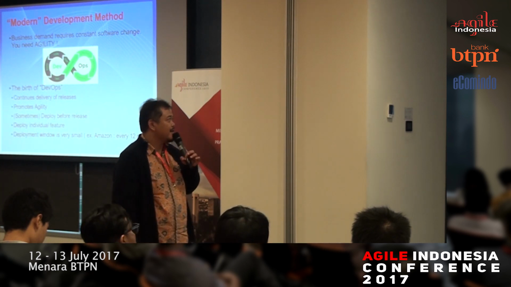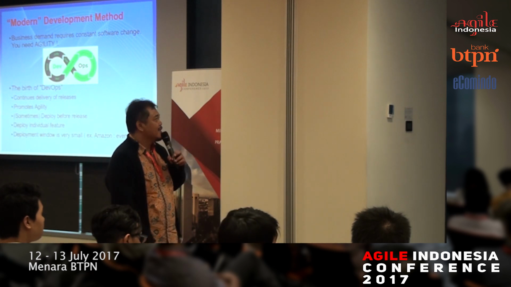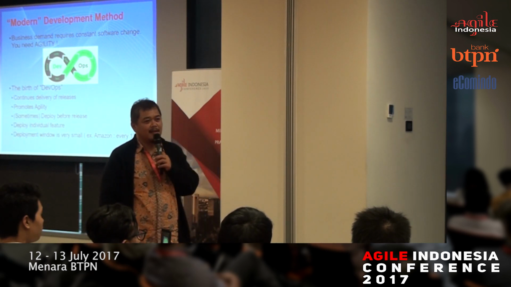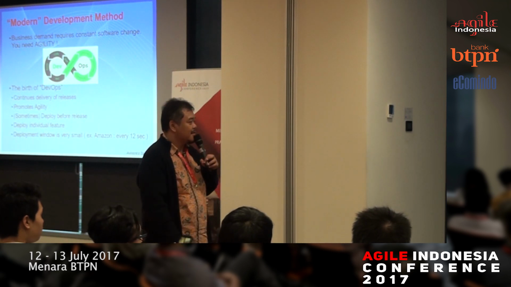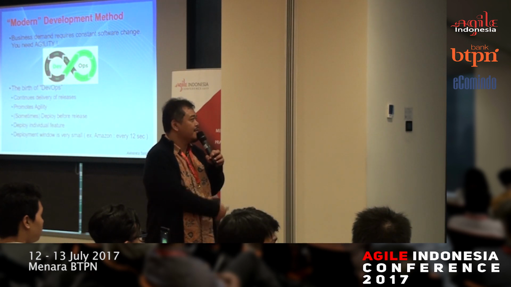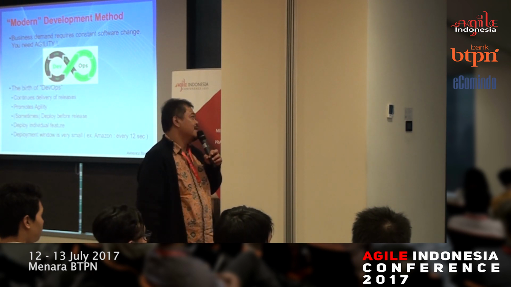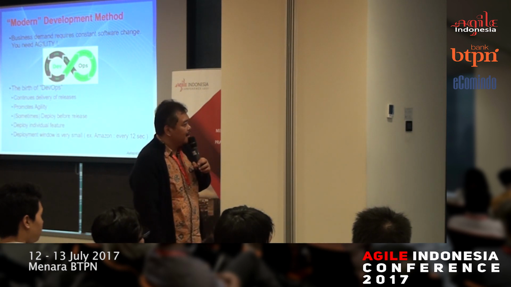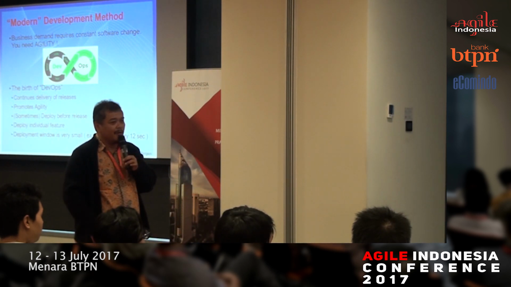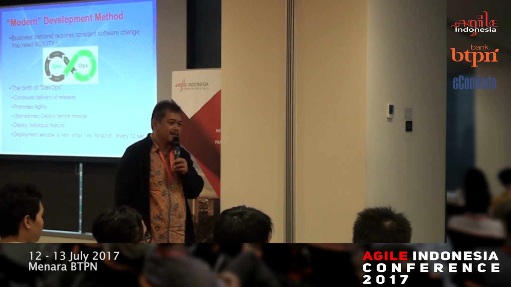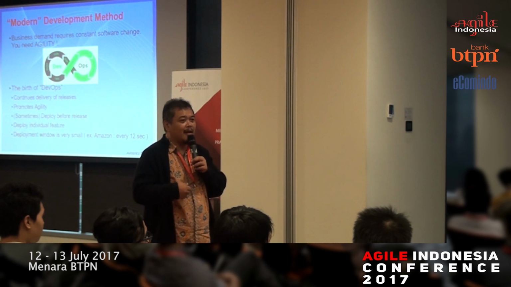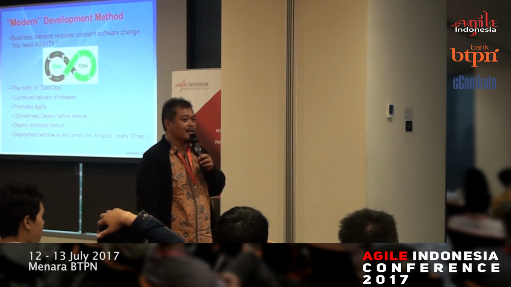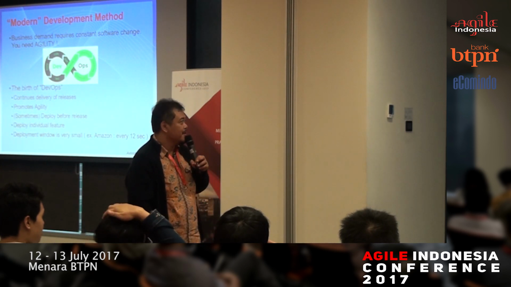And then comes the modern development method. You call it agility, right? Because business demands require constant change. You need to change your software every day. And then DevOps, which is continuous delivery of releases. It promotes agility, but sometimes the demand of the business is so high that you have to deploy before release. Each change is very small. For example, Amazon deploys every 12 seconds. You can imagine how fast that is. And how can we ensure that the system meets the security standard, that the system is secure? That is the problem here.